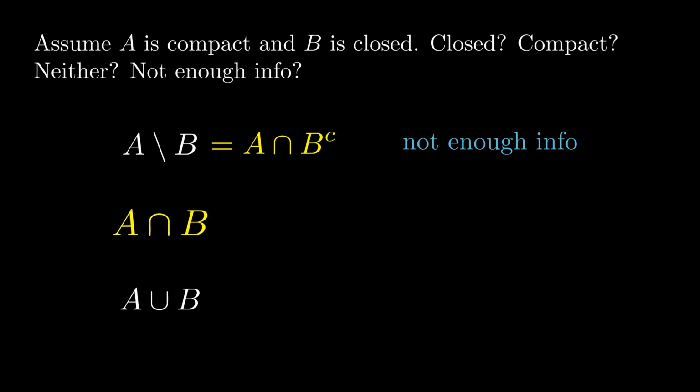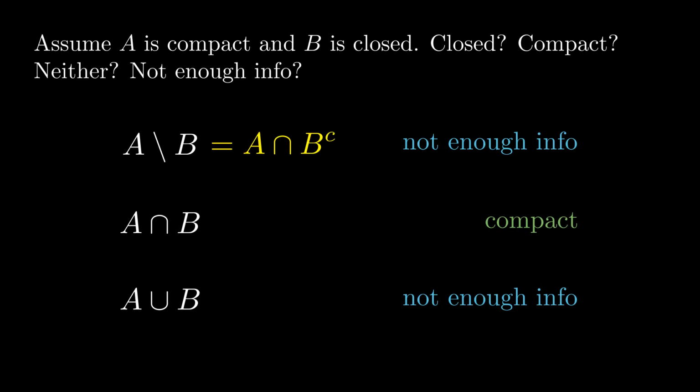What about the intersection of A and B? This would have to be compact. It's the intersection of two closed sets, so it's closed, and we know that A is bounded, and this is a subset of A, so this set is also bounded. What about A union B? This set is going to be closed, because both of those are closed, but it's not guaranteed to be compact, so we don't have enough information to determine. It will depend on whether or not B is bounded.